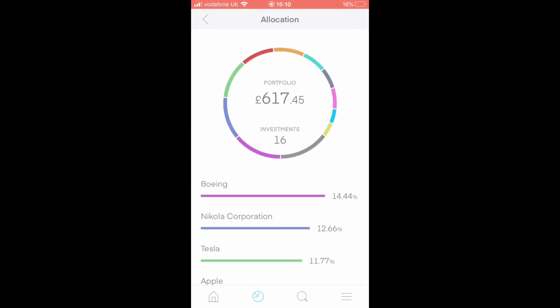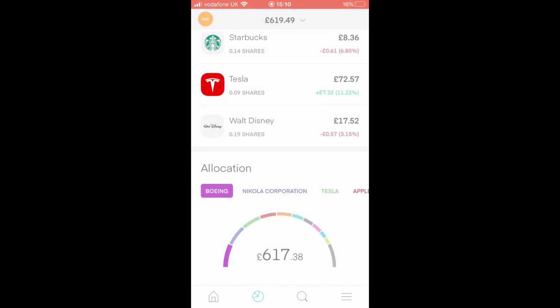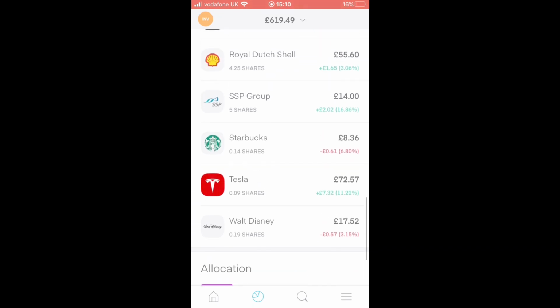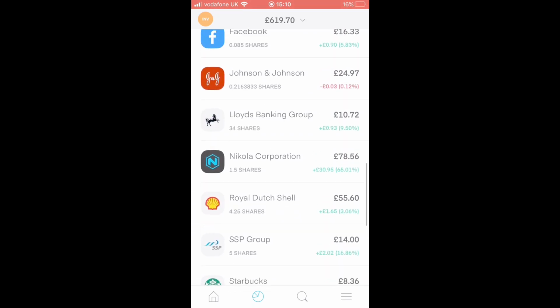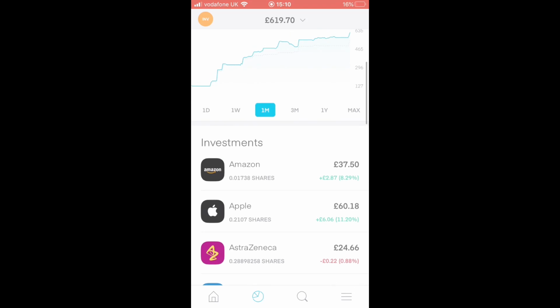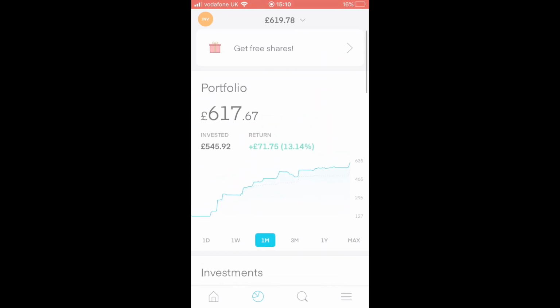As you can see, Boeing, Nicola and Tesla are still my top 3 allocations. However, I've added 2 further investments to my portfolio. What you'll see over the coming few weeks with my portfolio updates is that I'll continue to pound cost average into these companies that I'm currently invested in, and that allocation will change somewhat, so those 3 probably won't be the top in a few weeks' time. But there we have it, that's my portfolio as it looks now.